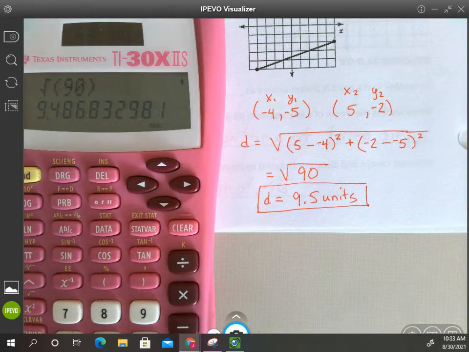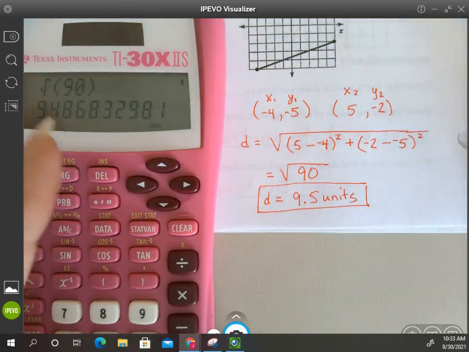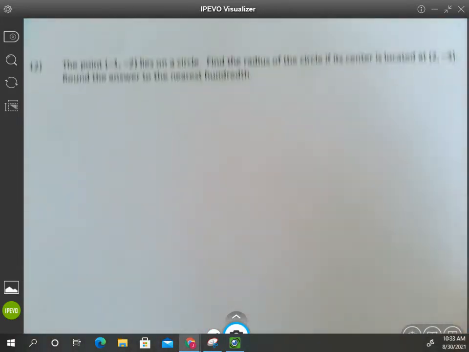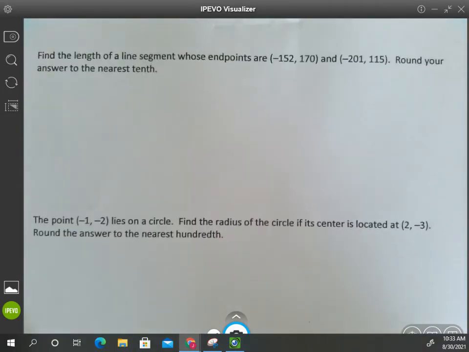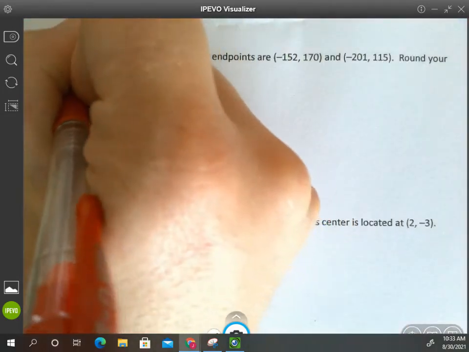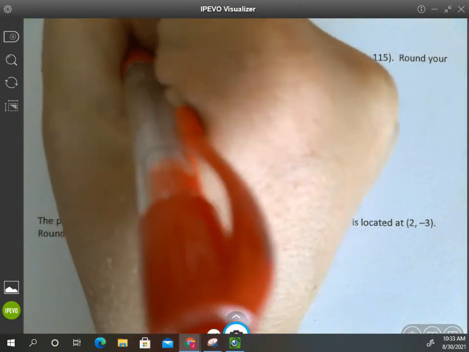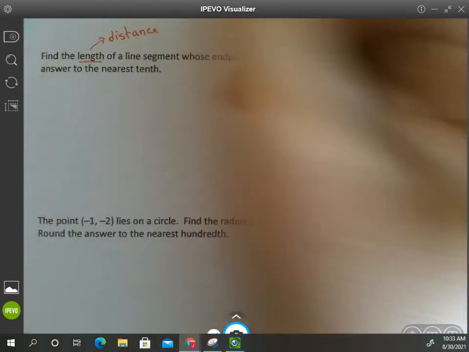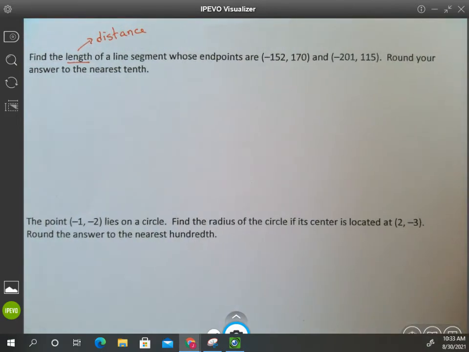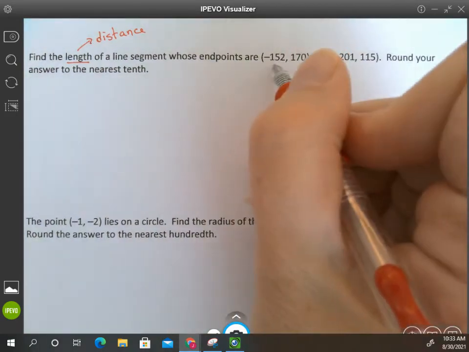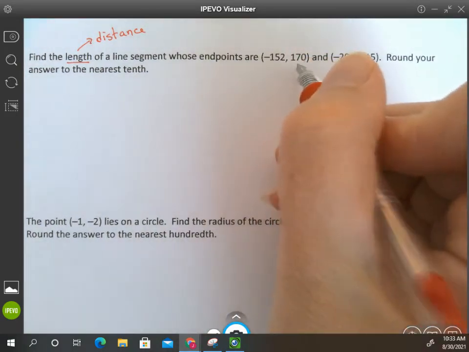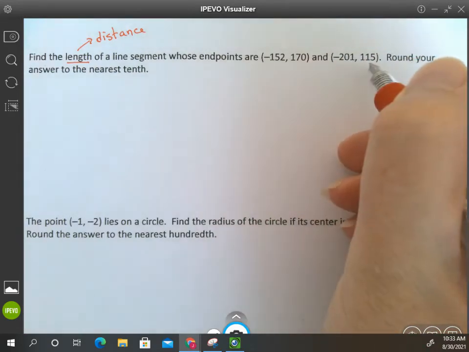All right, so go ahead and read it. We're really doing the same thing. It just didn't give us a graph or the numbers. Good? Okay. So it says find the length. Guys, as soon as I'm looking for the word length, what am I going to do? Distance. Find the length of the line segment whose endpoints are -152, 170 and -201, 115.